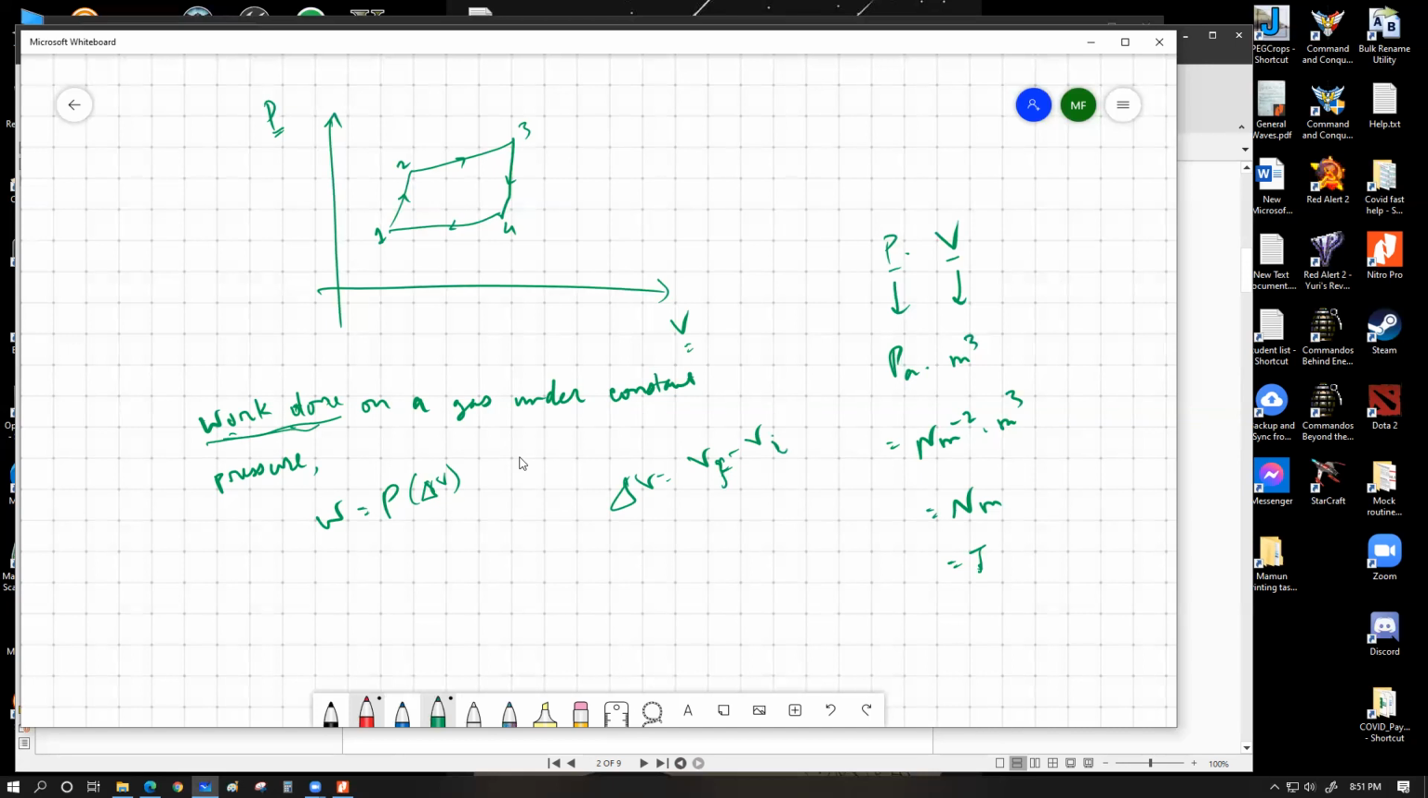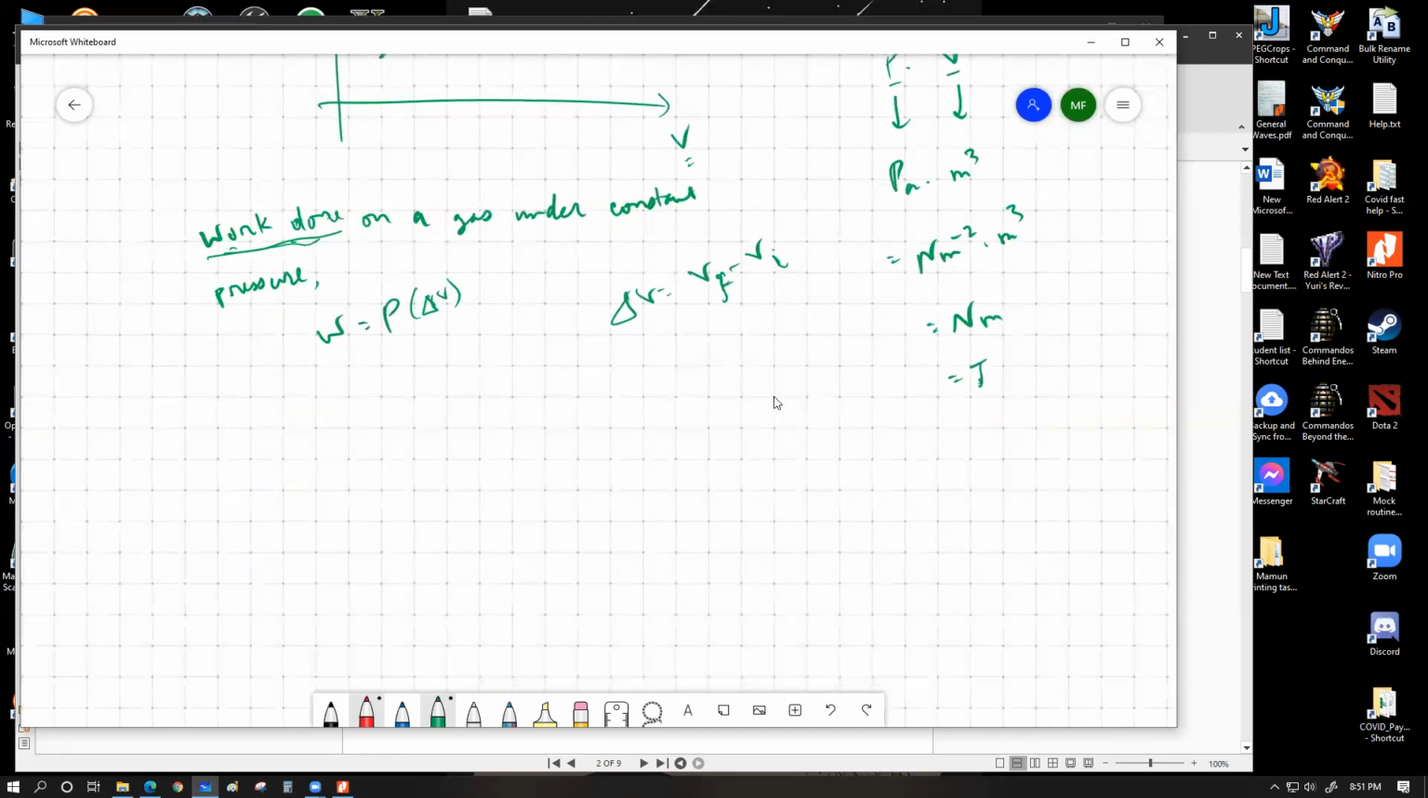This would mean that for the change of volume happening over here, the final volume should be smaller and the initial volume should be bigger. What I mean by this is something like that. For example, let's say... How can I show you this?